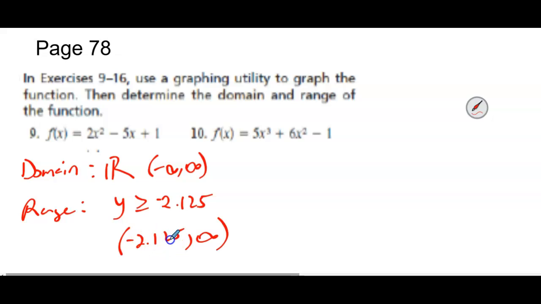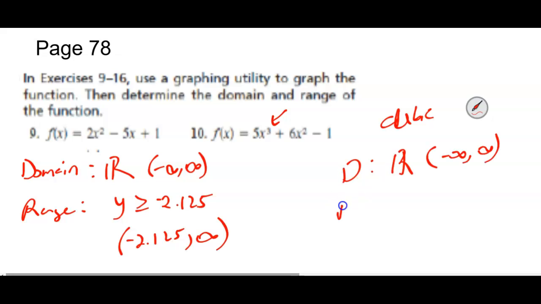Now this one here, notice that this is cubic. So the domain is all real numbers. And the range is all real numbers. That's because it's an odd degree.